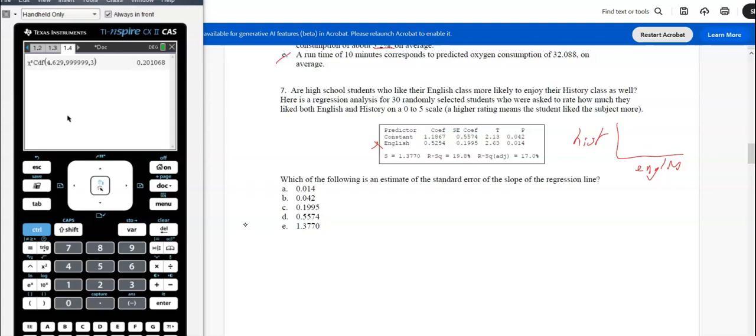Estimate of the standard error of the slope. Remember, the slope is going to be the 0.5 there. So standard error is going to be this guy, the one right next to the slope. Just like T for the slope is going to be that one, p-value is going to be that one, depending on whether it's one-sided, you divide by 2. If it's two-sided, that's it. So the standard error is 0.1, that one right there.